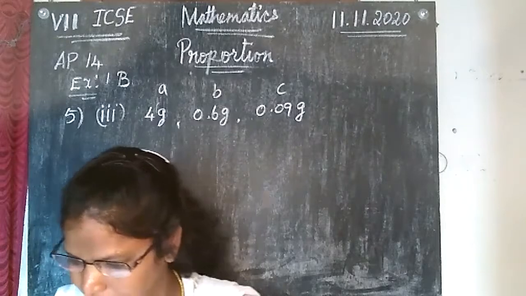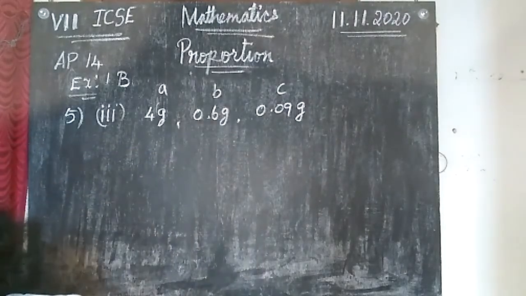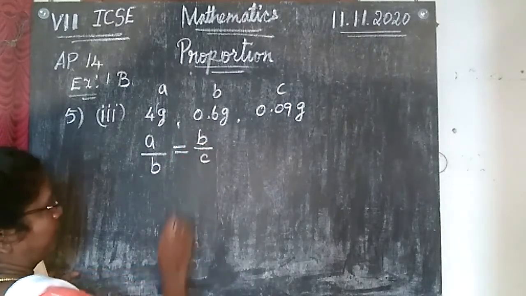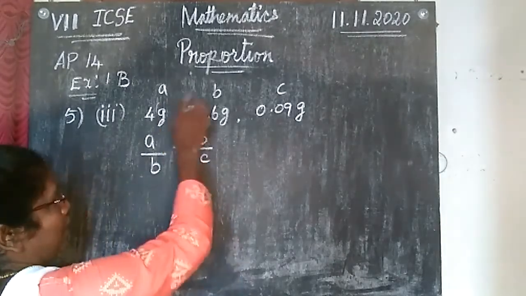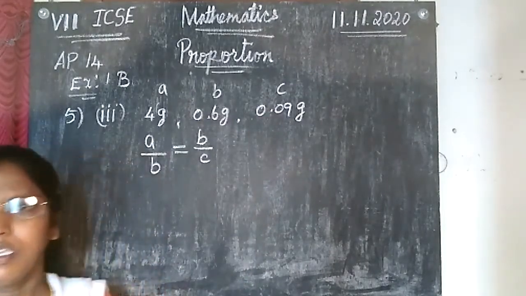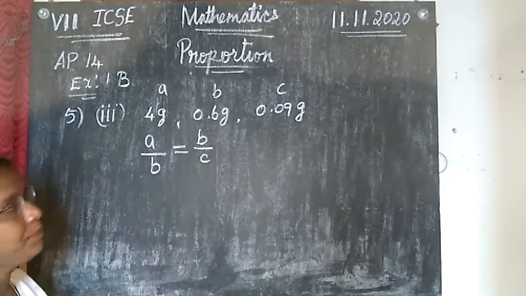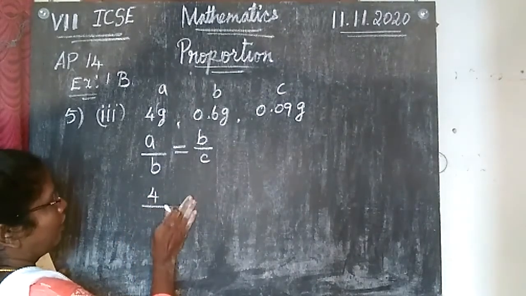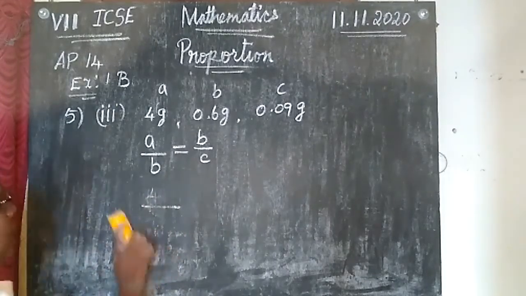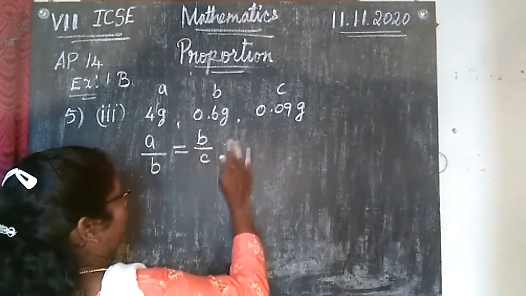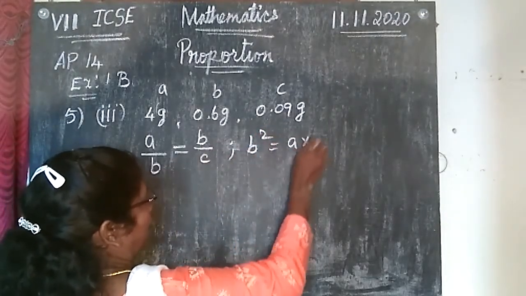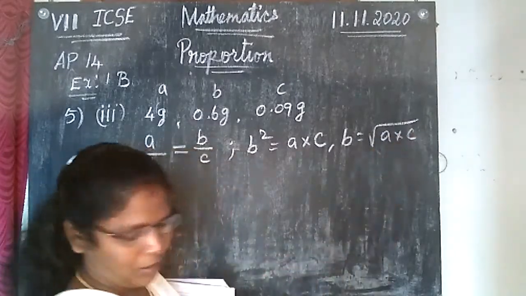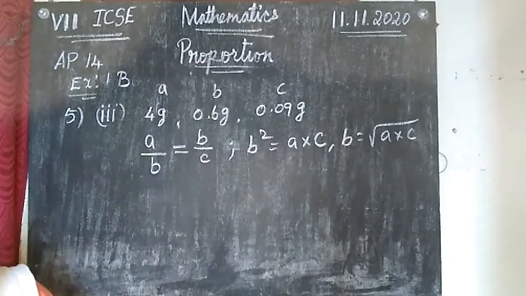Continued proportion means what I said. A by B, here B is continued with B by C. We are dealing with only 3 terms A, B, C. That is A by B is equal to B by C. In another way, this can be written as B into B, B square is equal to A into C. And this can be written as B is equal to root of A into C. This only we are going to do here.